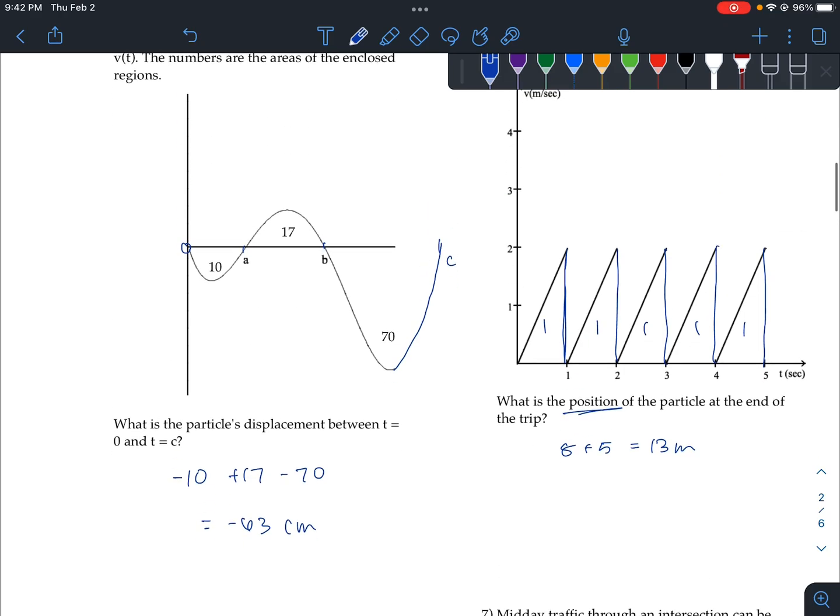Alright, so that's the difference. With displacement, it just wants to know how far removed it is from where it was. That's just going to be the total area. And then this is the actual position. So starting from where it was, how many units is it over?